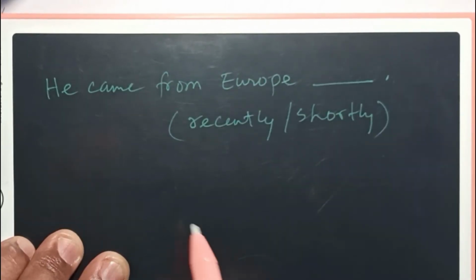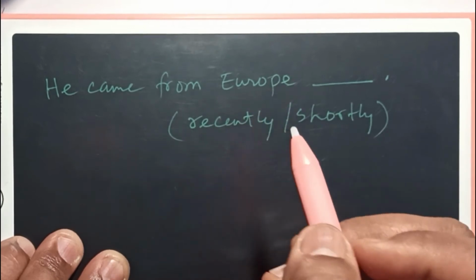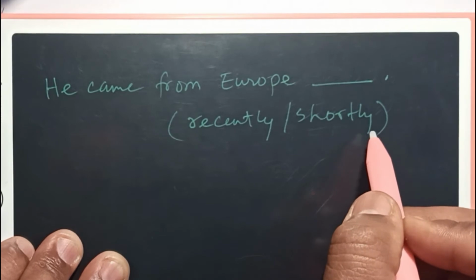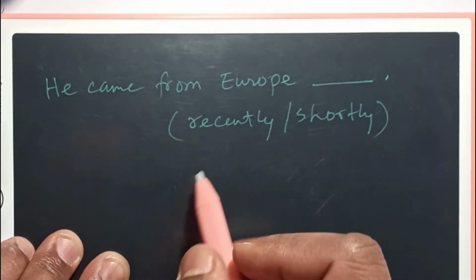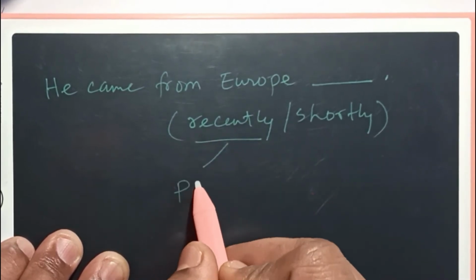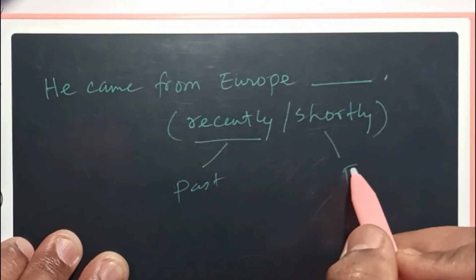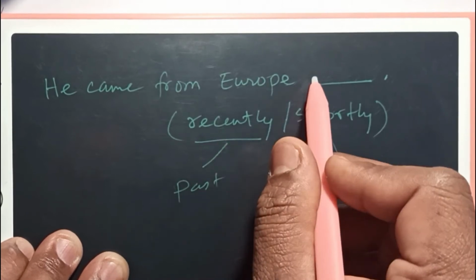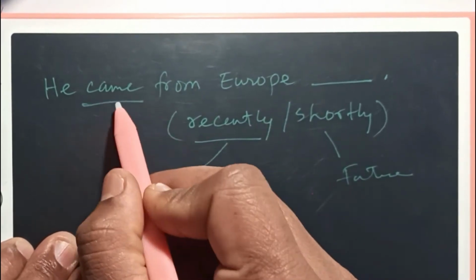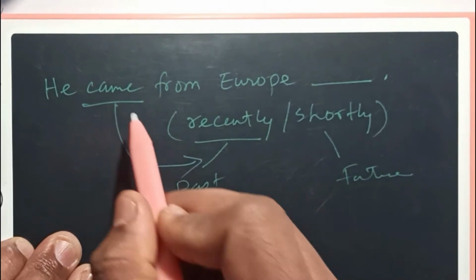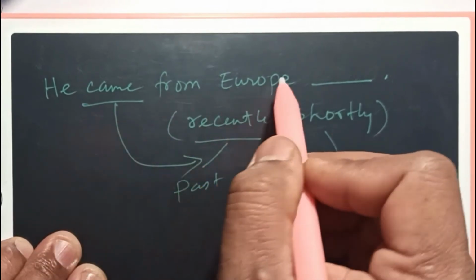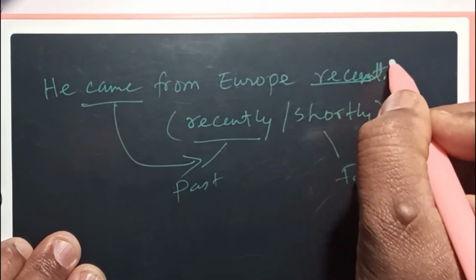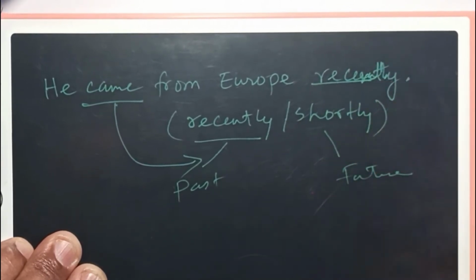Look at this sentence now. He came from Europe recently or shortly. Now we have to understand the meanings first of all. Recently, past; shortly, future. So what would you use in this case? Look at the tense. It is past tense. So generally it should match with the past tense. So he came from Europe recently. Recently is the correct answer.